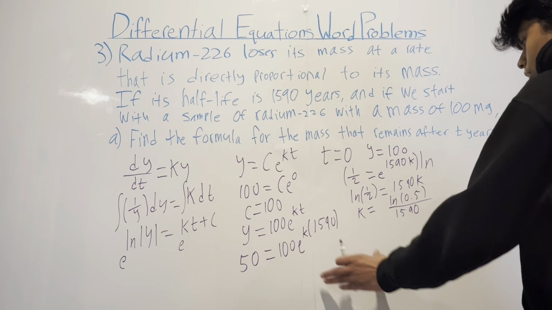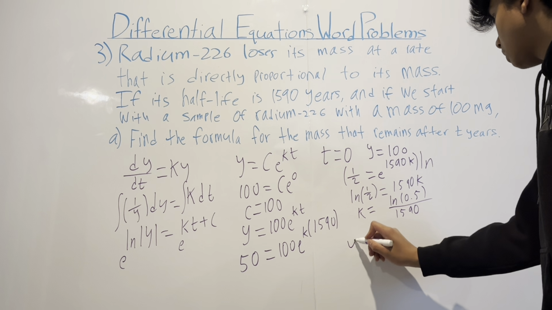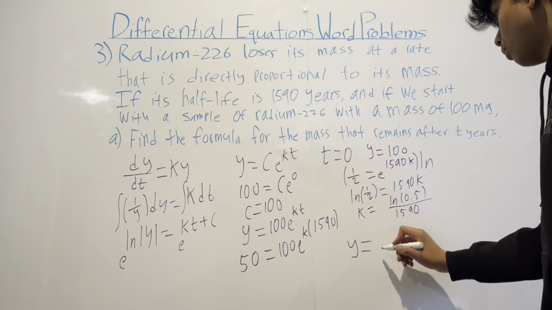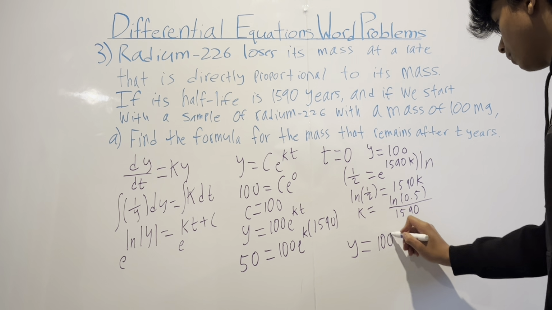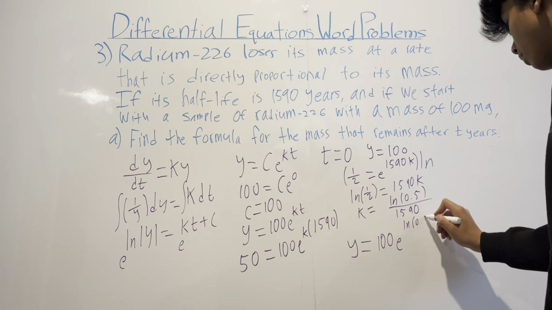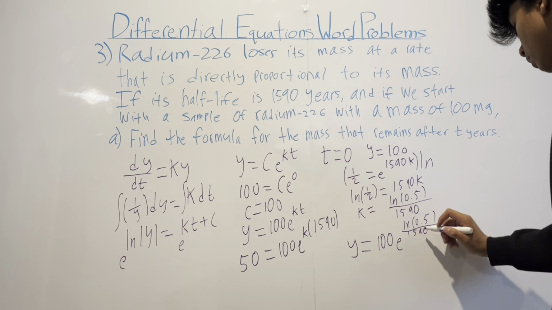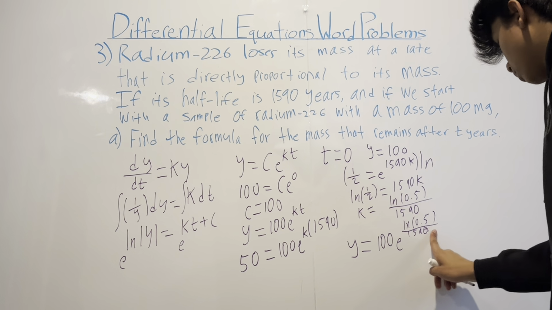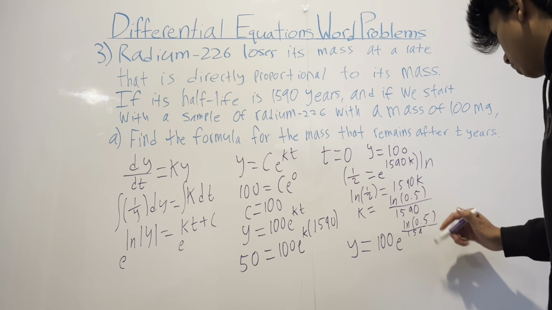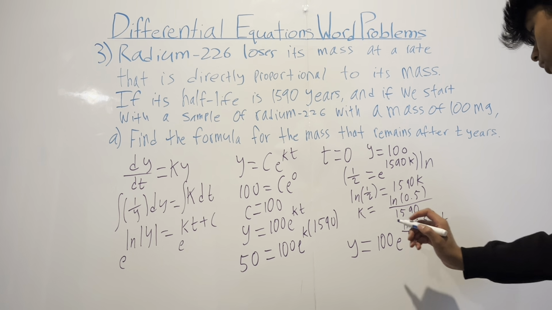Now we have all of our unknown variables. So this is going to be the formula for the mass that remains after t years: y equals 100 e to the ln 0.5 over 1590 t. And this is our final answer.